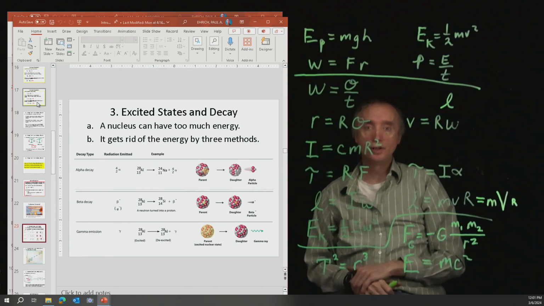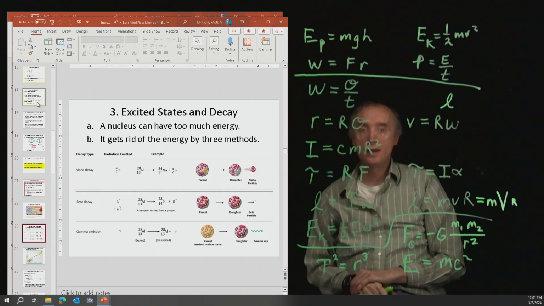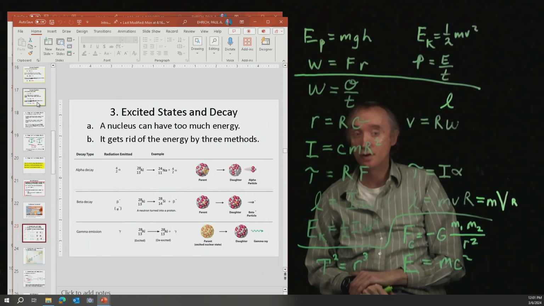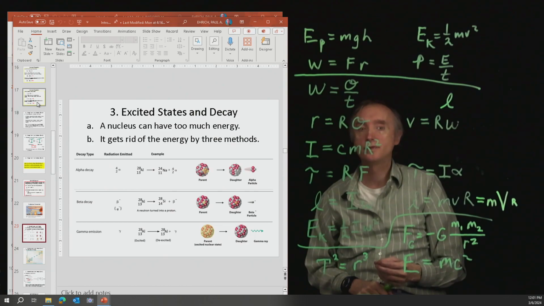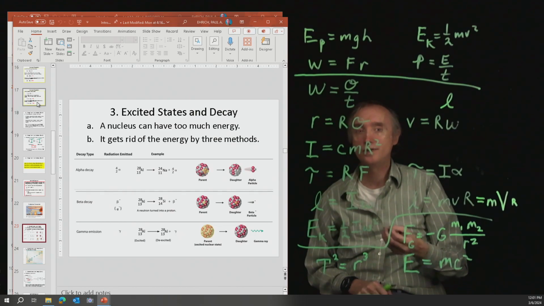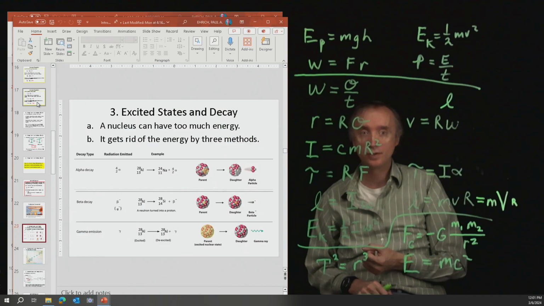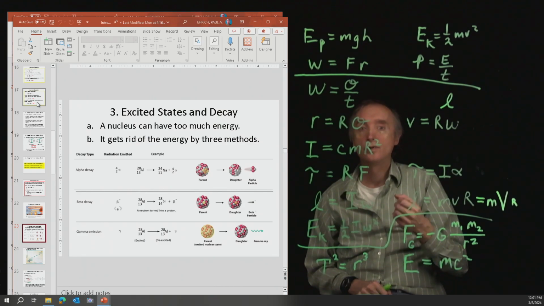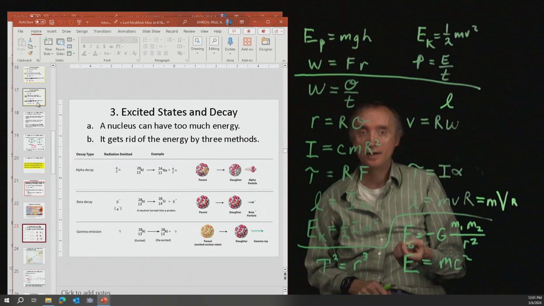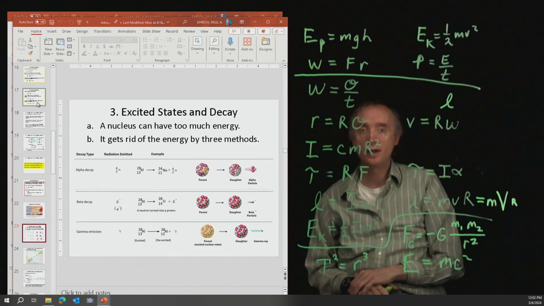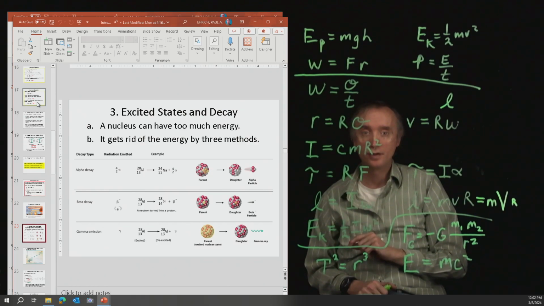Okay, so a nucleus can have too many protons, or too many neutrons, or it could just have too much energy. In all three of those cases, we say the nucleus is excited if it has too much energy, and the way it gets rid of that energy is through radioactive decay. There are three kinds of radioactive decay which you have to know for the exam.